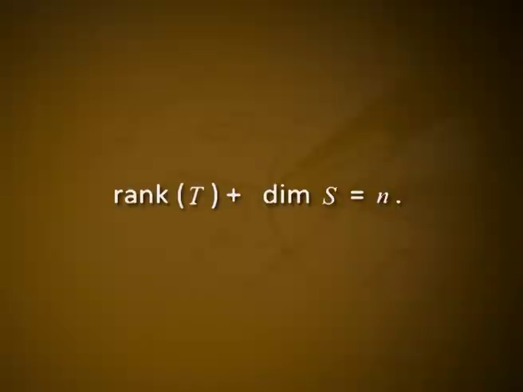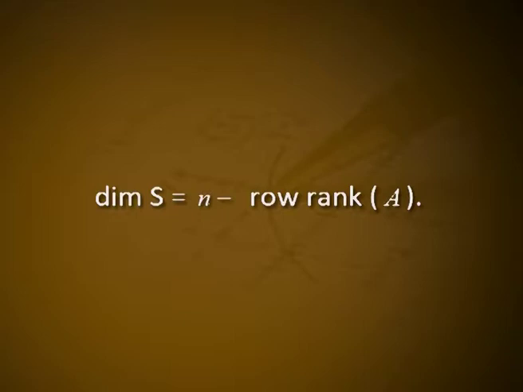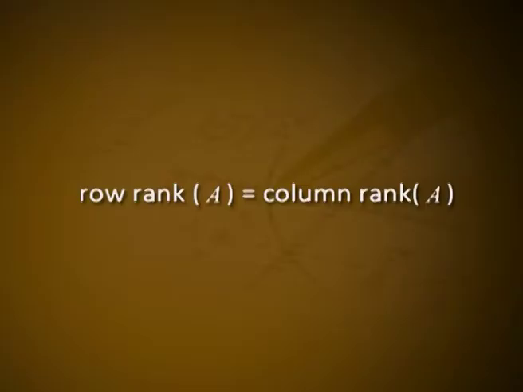If S is the solution space for the system A into x equal to 0, that is, if S is the null space of T, then by rank nullity theorem, rank of T plus dimension of S equal to n. That is, column rank of A plus dimension of S equal to n. If R is the dimension of the row space of A, then the solution space S has a basis consisting of n minus R vectors. So that dimension of S is equal to n minus row rank of A. Hence, it follows that row rank of A equal to column rank of A. This completes the proof. Let us summarize this session.